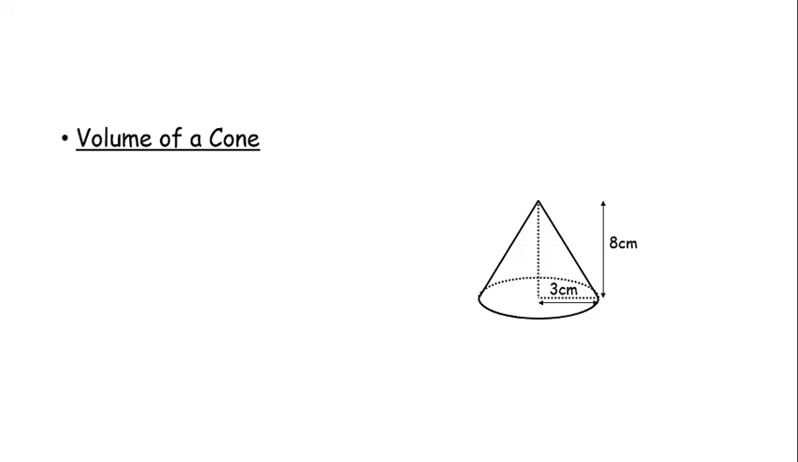So here we have our image of a cone. If we want to find the volume, we start with our formula. So the volume of a cone is 1/3 pi r squared h. So the first thing we need to do is substitute in our values. We know that r is the radius of the base of the cone, which here is 3. H stands for the height. My height is 8 centimeters. I'm going to substitute those values in.